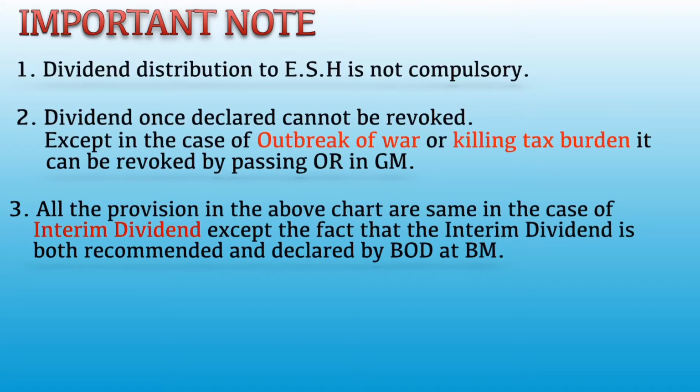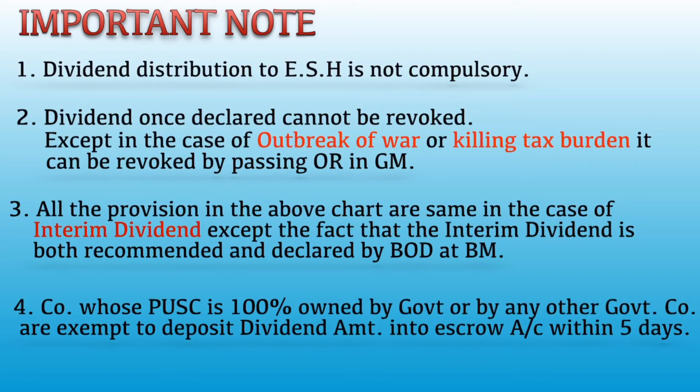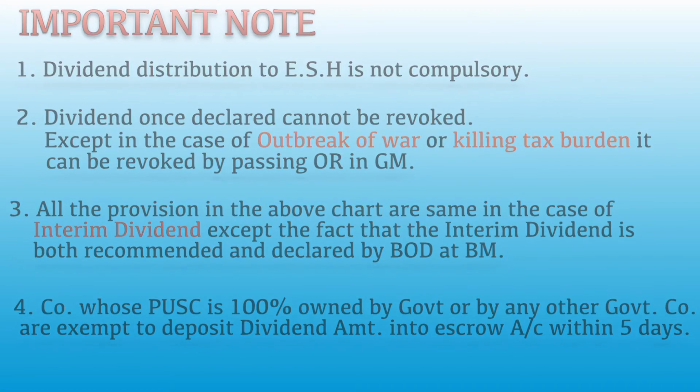Number 3. All the provisions in the above chart are the same in the case of interim dividend, except the fact that the interim dividend is both recommended and declared by Board of Directors at board meeting. Number 4. Company whose paid up share capital is 100% owned by government or by any other government company are exempt to deposit dividend amount into escrow account within 5 days.